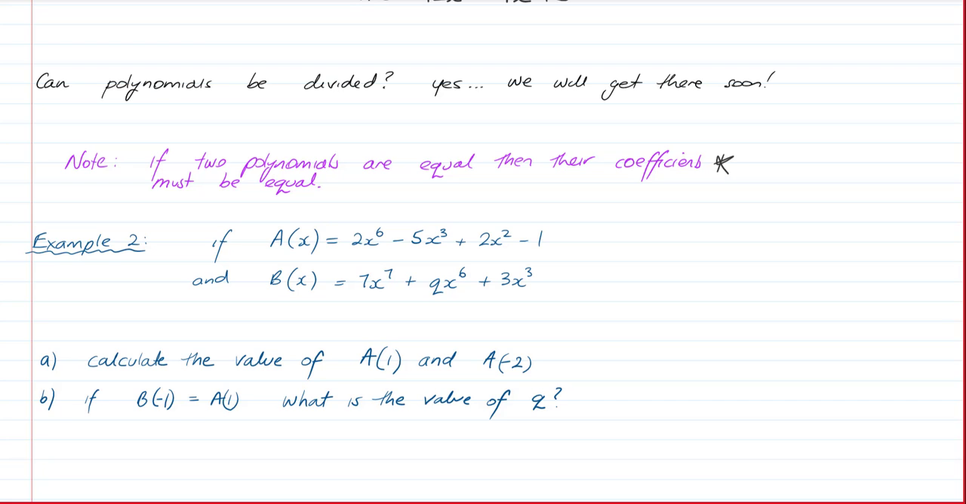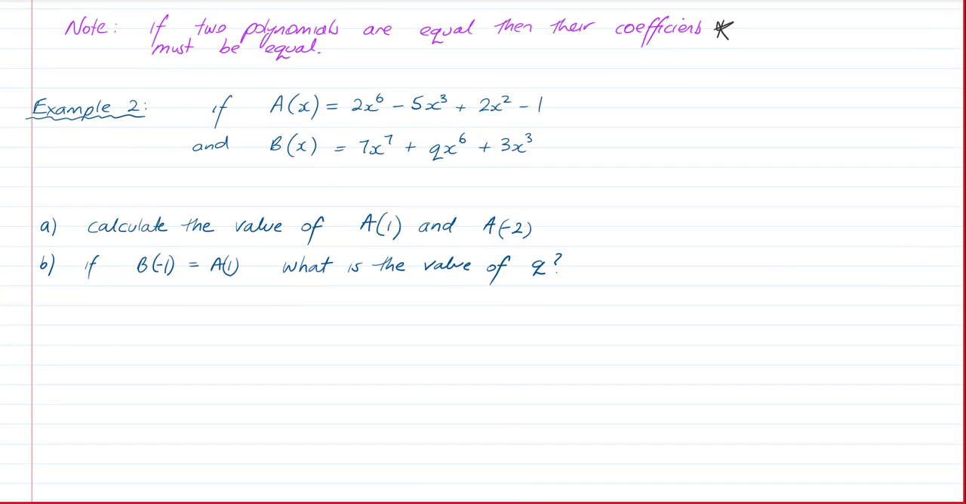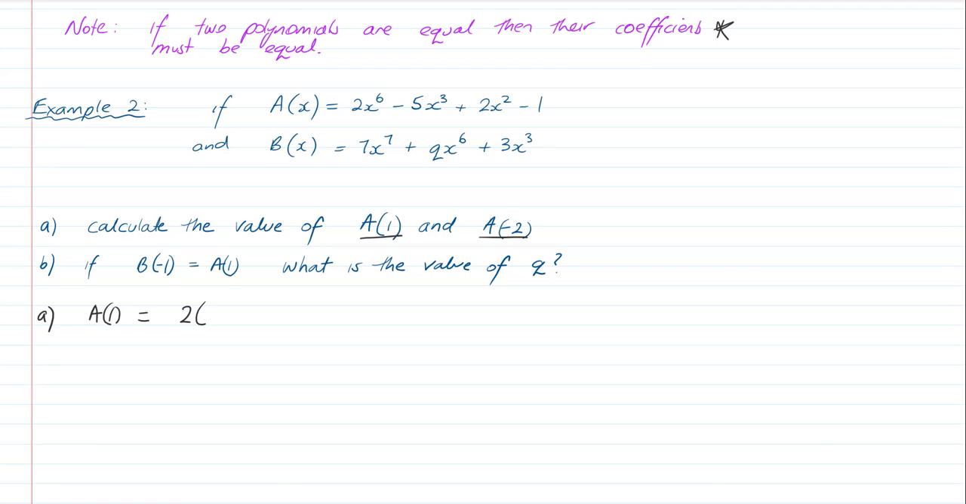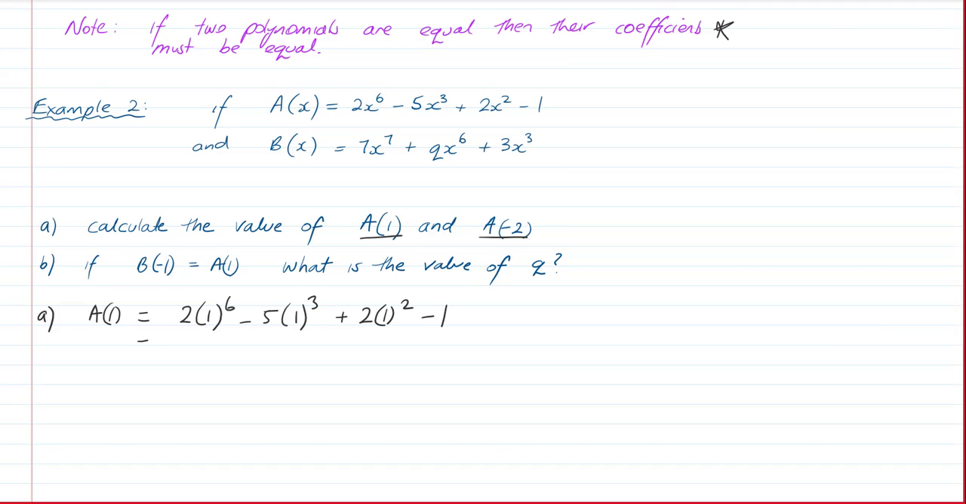So I'm going to remind you in example 2 of a couple of important things that you've mostly seen before anyway. So let's just run through this very quickly. So A, we can evaluate polynomials if given a value. So A of 1 is equal to 2 times 1 to the power 6 minus 5 times 1 cubed plus 2 times 1 squared minus 1. And this is equal to, that's just 2, minus 5 is negative 3, plus 2 is negative 1, minus 1 gives me negative 2 in total. Again, always worth checking them.